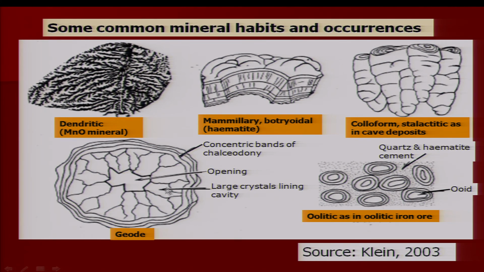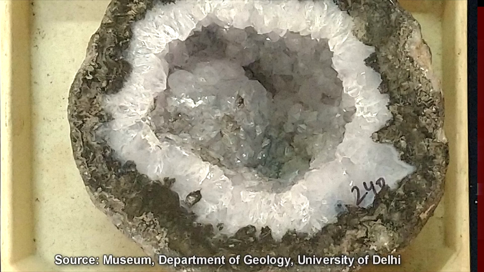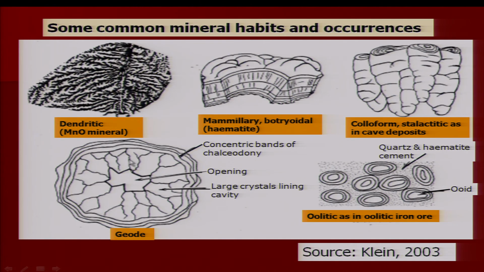In this case here you see this is a band of chalcedony. This outer band is chalcedony and you have large crystals developed in this cavity. These crystals are pointing towards the center, and in the center you have an open space. This is an example of a geode. A geode is a naturally occurring secondary mineral formed in the cavities of a basic igneous rock like basalt here, and this is an example of quartz and hematite here.